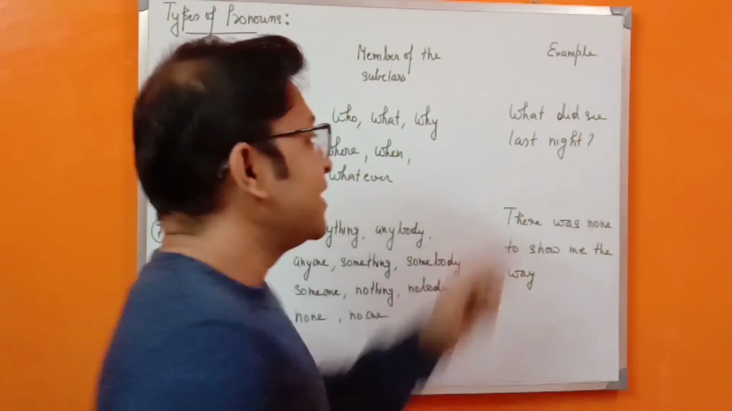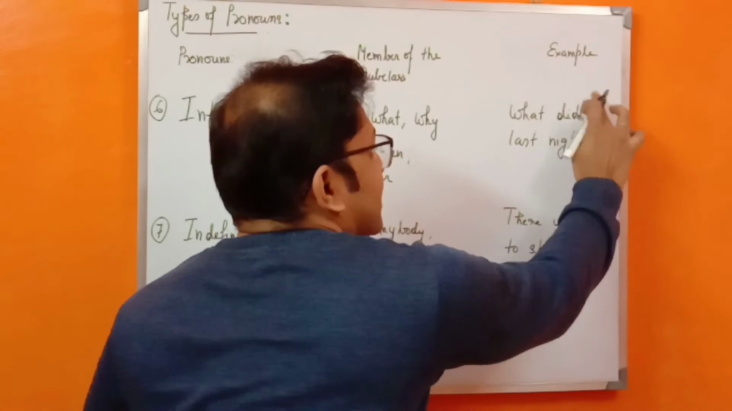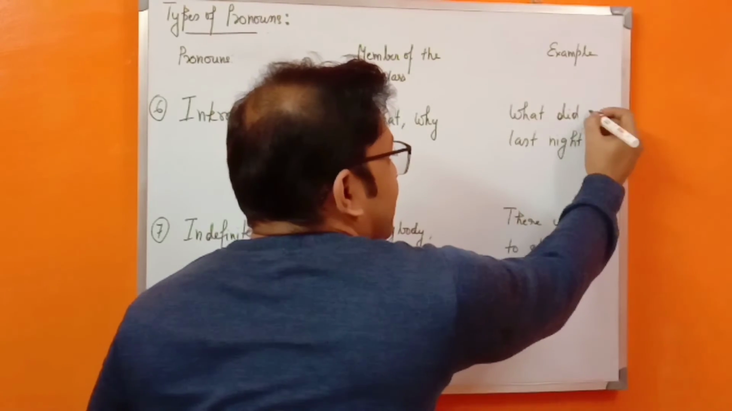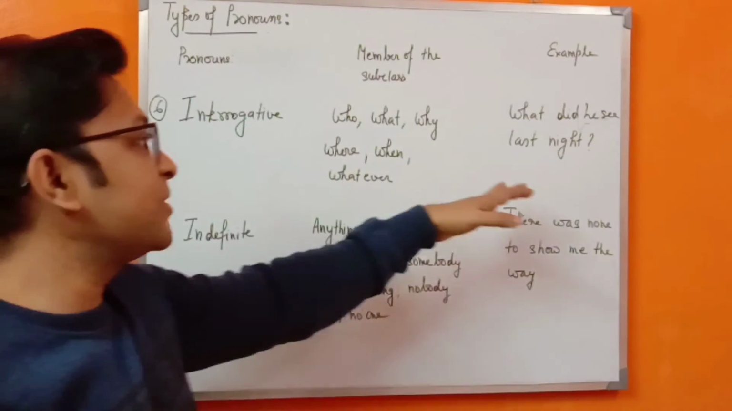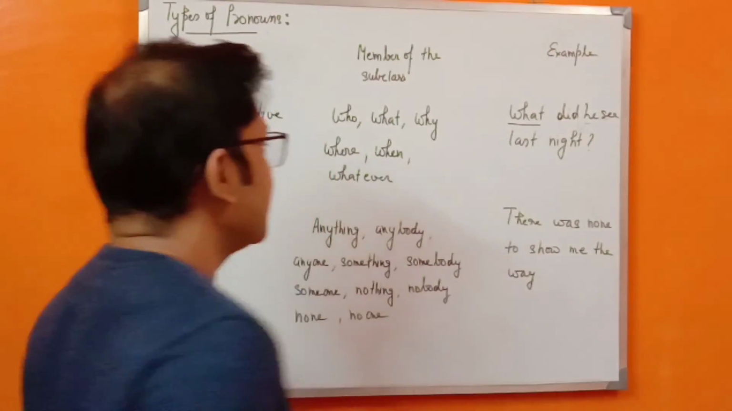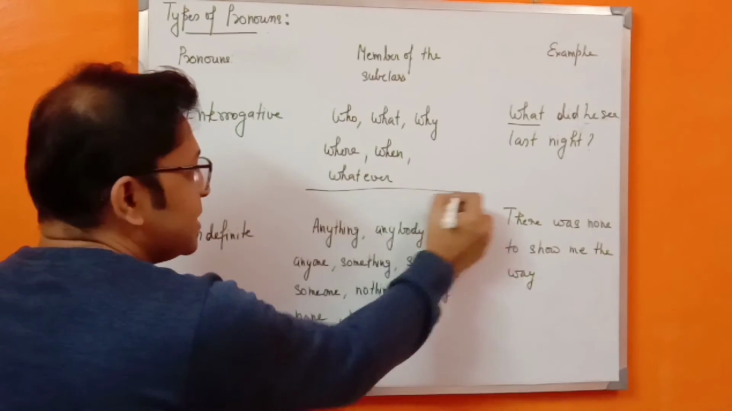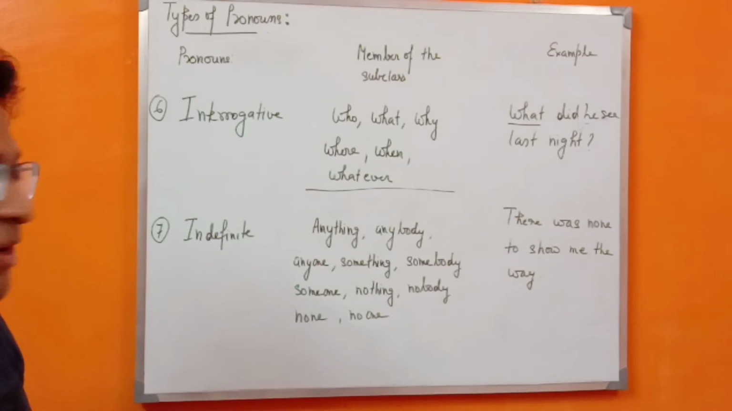What did he see last night? So this is how the example is used. You have to remember these things, which are the interrogative pronouns. These are the interrogative pronouns.